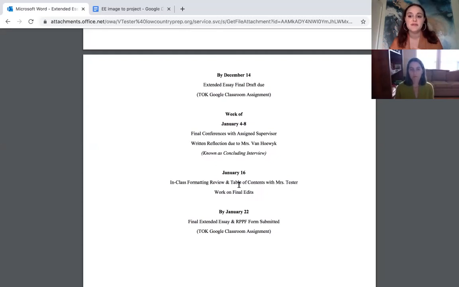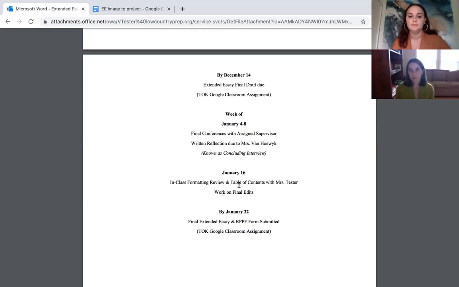And then you'll have the rest of that month to really put on any finishing touches, any finishing polishes, and then you'll submit your final draft by January 22nd. And Ms. Van Hoewyk was really strategic in the way she did this, because it's important. We want you guys to have this out of the way before you start really preparing for those exams in May. So we want y'all to be set up and have this out of the way by the beginning of the year.